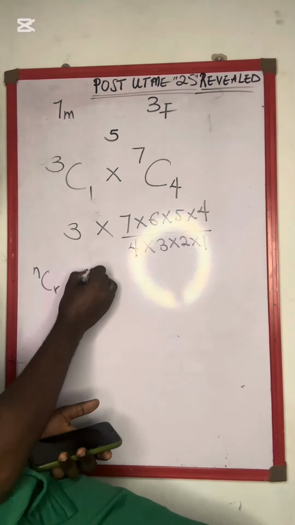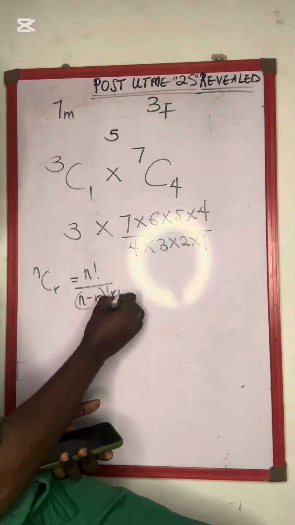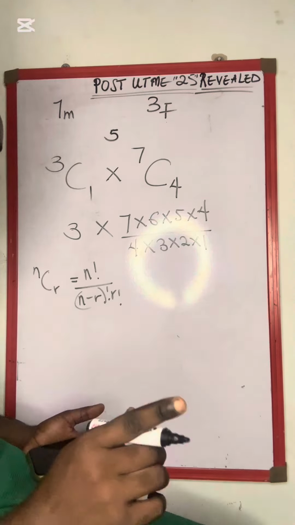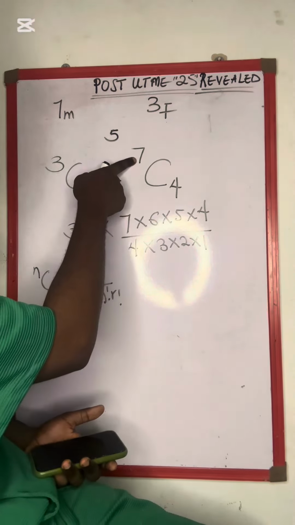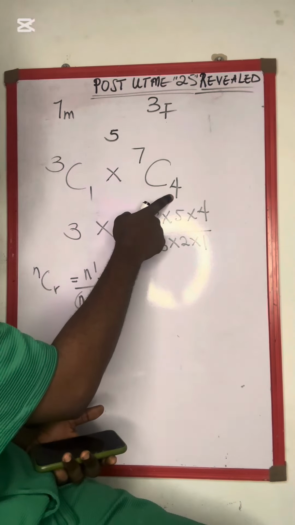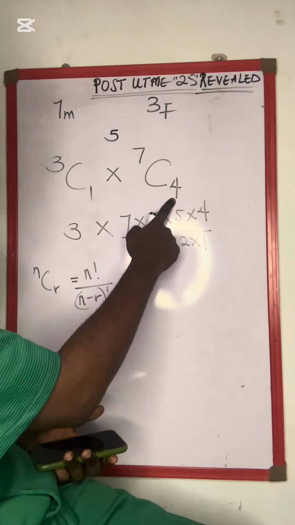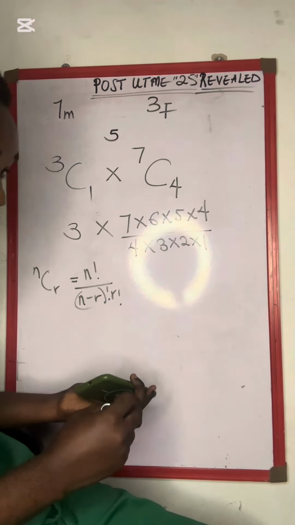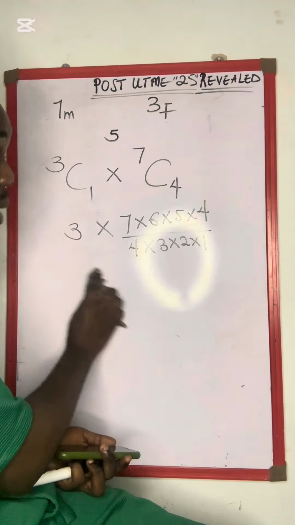nCr equals n factorial over (n minus r) factorial. But because it is a post-UTME exam, we don't want to waste time by applying the formula. The number on the top, 7, and the one on the bottom simply says multiply 7 backward 4 times, but divide that answer by 4 factorial.